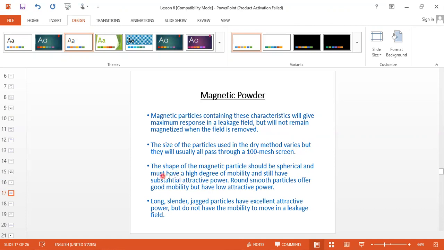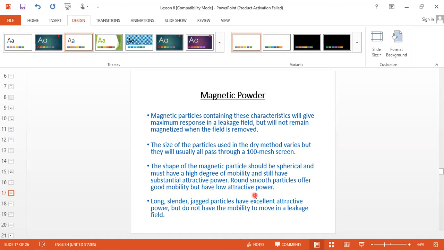So the shape of the magnetic particle should be spherical and must have a high degree of mobility, yet still have substantial attractive power. Rounded smooth particles offer good mobility but have a low attractive power. So we have two properties. We have two things that are important here.